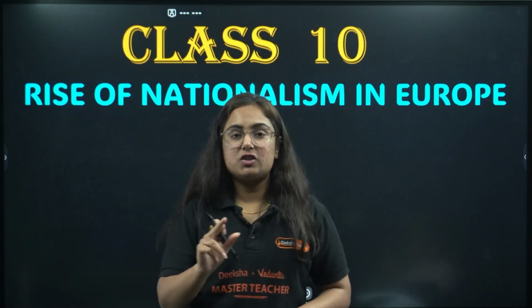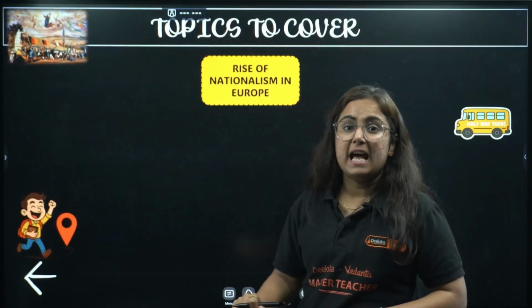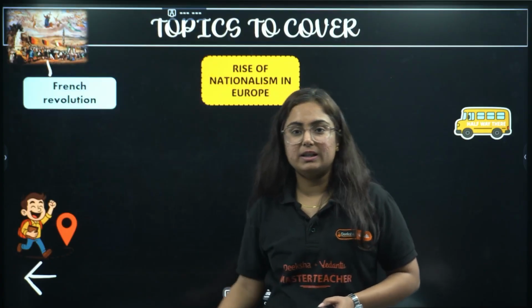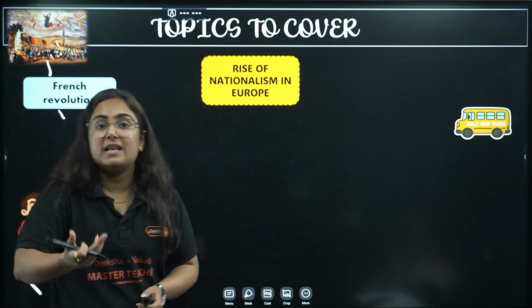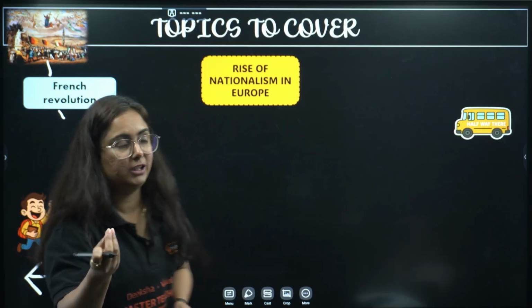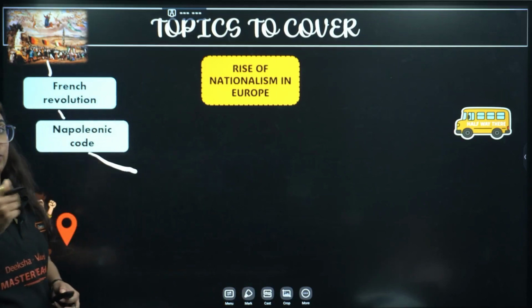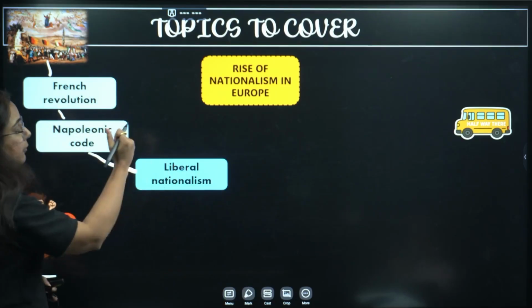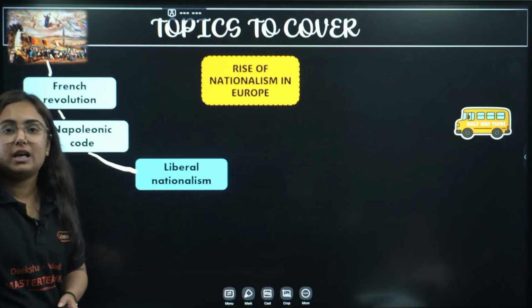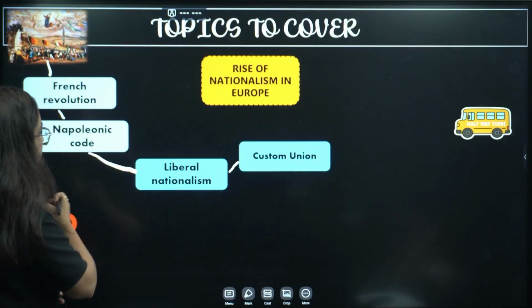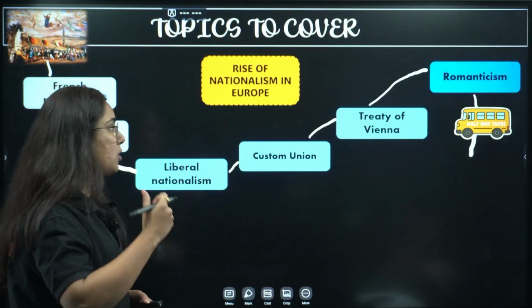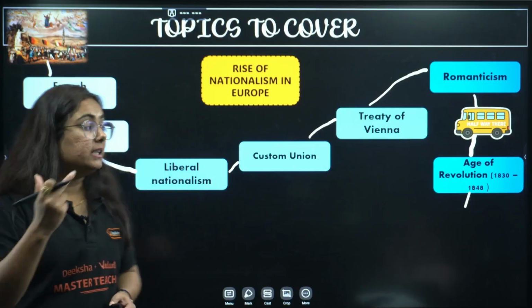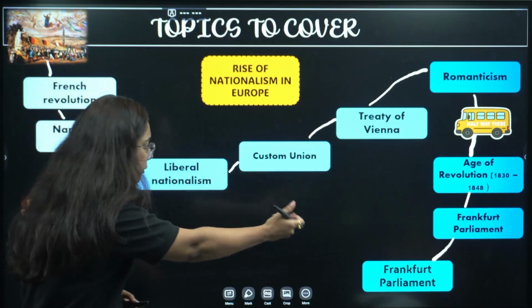So we know that the chapter starts with a picture, right? And the picture was made by Frederick Sorrow. What we need to cover in this complete chapter is the French Revolution and the role of the French Revolution in raising the sentiments of nationalism within the people. Then we need to cover the Napoleonic Code. Then we have liberal nationalism, a new ideology that emerged in Europe in the 18th century. Customs Union, Treaty of Vienna, Romanticism, that's also known as Romantic Imagination, then the Age of Revolution, Frankfurt Parliament.